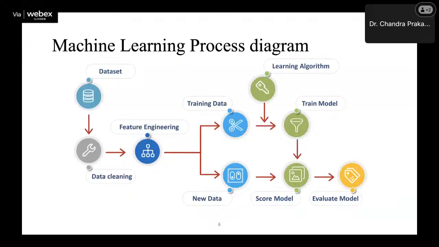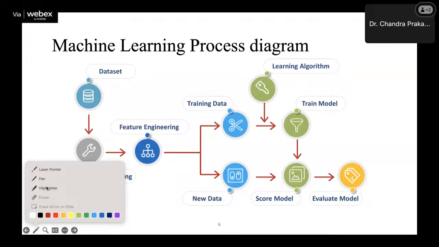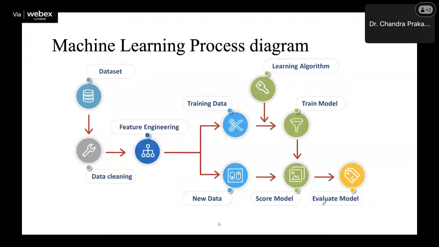So when we talk about machine learning, this is the normal flow, all of us know by now: a data set is there. We first apply some pre-processing method, then feature engineering. We divide the data into training and testing, and then we train the model, and then we evaluate the model. So today I will be talking about this evaluation of the model, right? How we evaluate the model.